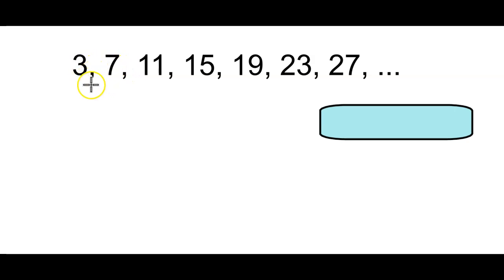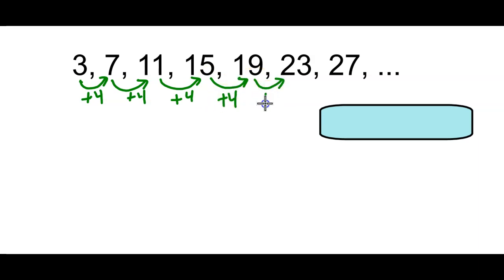So 7 minus 3 is 4, so I'm adding 4 there. 11 minus 7 is 4. And as I look at this, I notice the pattern here is adding 4 again. This time we have a different start number, though. We're starting at 3. But either way, we're adding the same number. That same number in an arithmetic sequence is called the common difference. So here our common difference is 4. Sometimes there's a common difference, sometimes there's not. If there's not a common difference, it's not an arithmetic sequence.